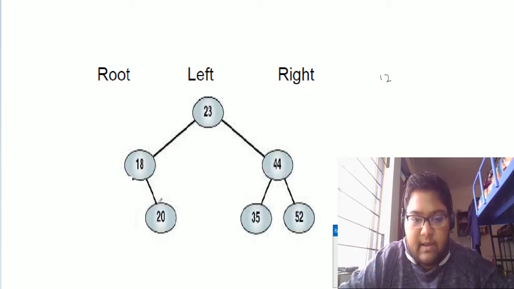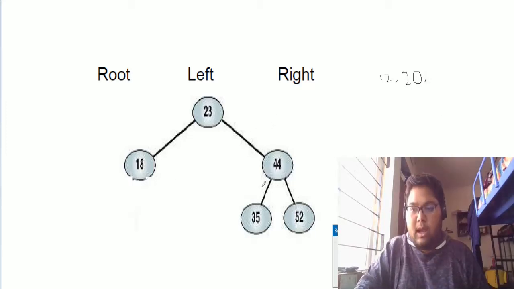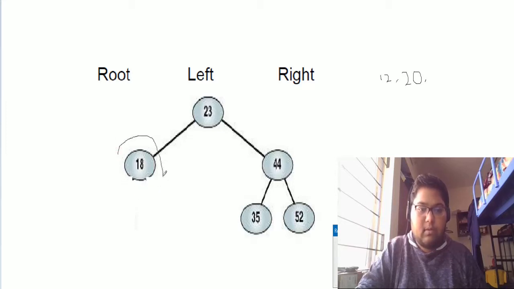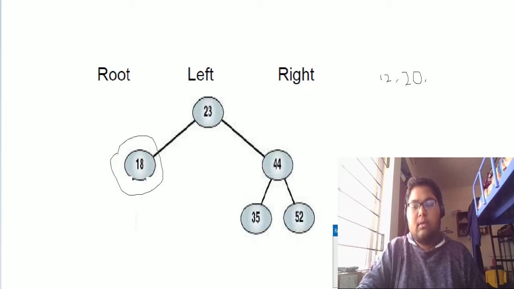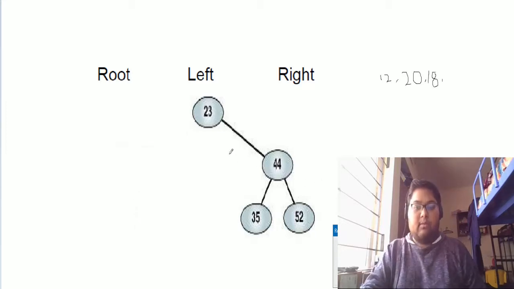Next leaf is 20. So we remove 20 and add it here. As you can see, I have removed 20 and placed it here. Now you can see that 18 is also a leaf now. So we can remove this 18 here too. Okay, now moving on to the next part. We can't remove 23 now because it is not a leaf, because it has children down the line.